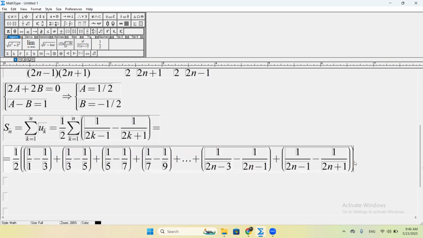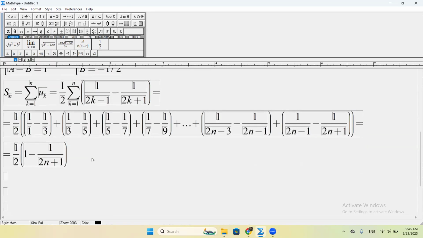So actually what will remain here? If we eliminate everything, so we will have 1 over 2 multiplied by 1 minus this value. So it is the partial sum of the series. And how to find the sum of the series? We will have to calculate the limit of this partial sum when n approaches infinity.